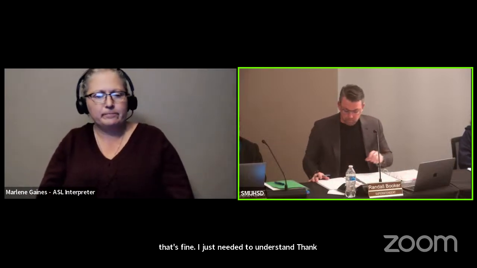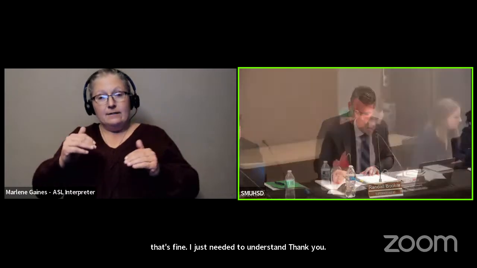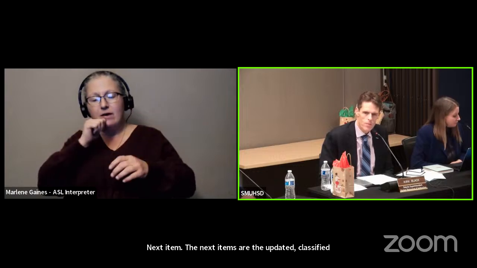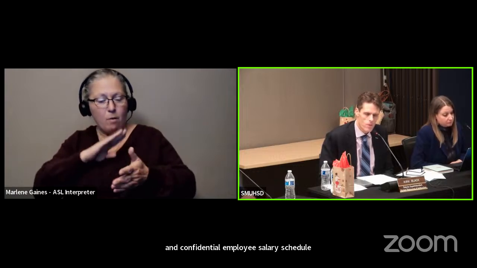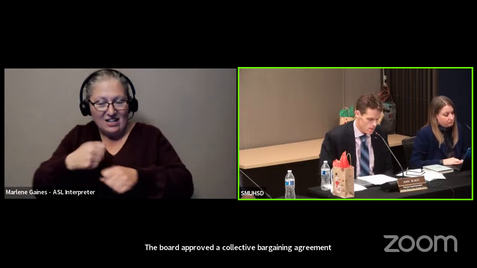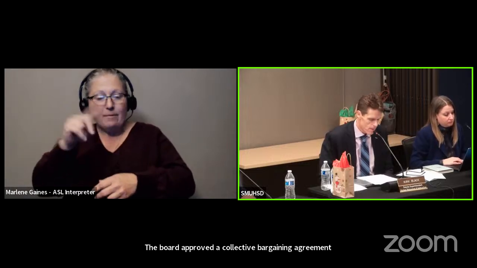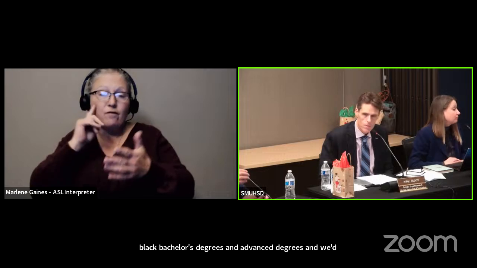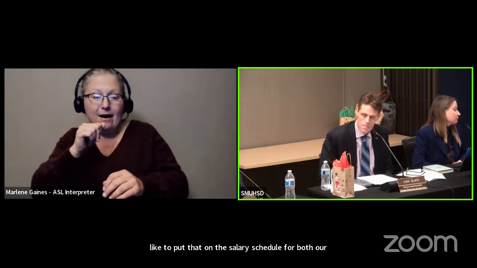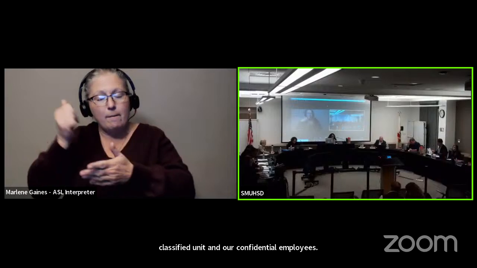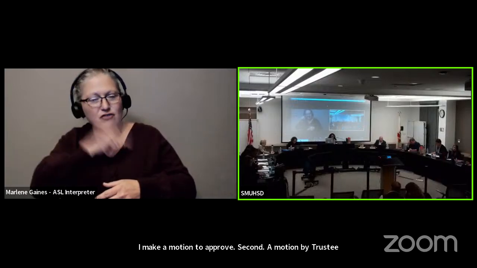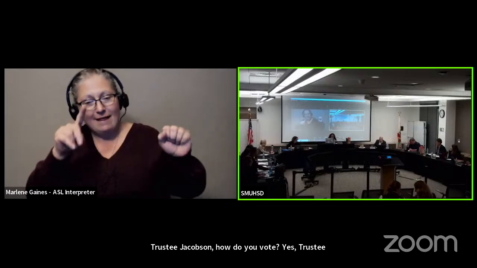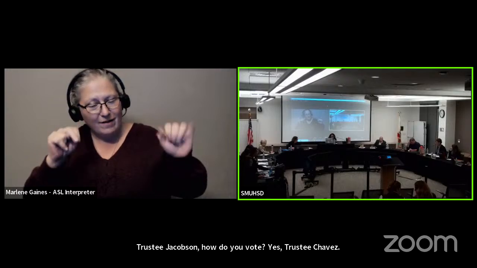Okay. The next item is the updated classified and confidential employee salary schedule. The board approved a collective bargaining agreement with the CSEA earlier this year that included stipends for bachelor's degrees and advanced degrees. We'd like to put that on the salary schedule for both our classified unit and our confidential employees. I make a motion to approve. Second. Motion by Trustee Land, second by Trustee Griffin. Trustee Jacobson, how do you vote? Yes. Trustee Chavez, yes. Trustee Land, yes. Trustee Griffin, yes. And I vote yes.